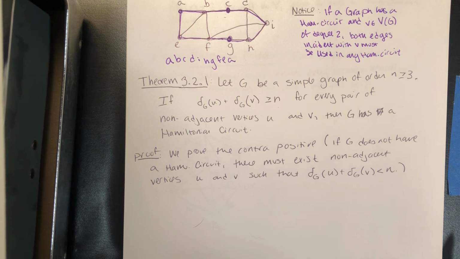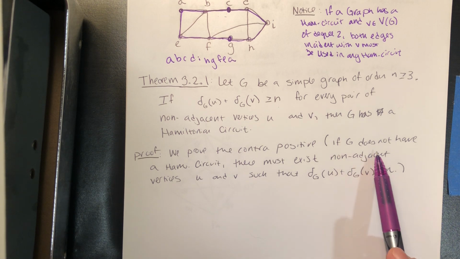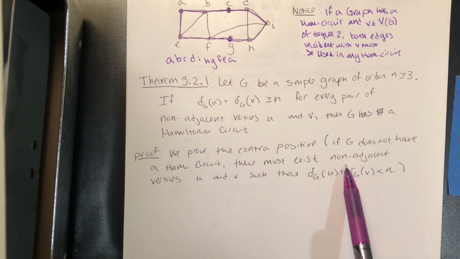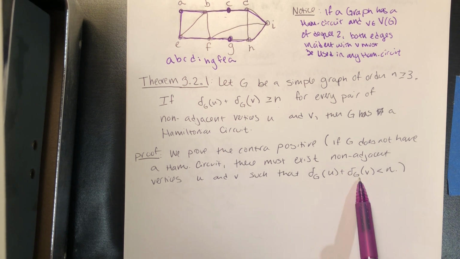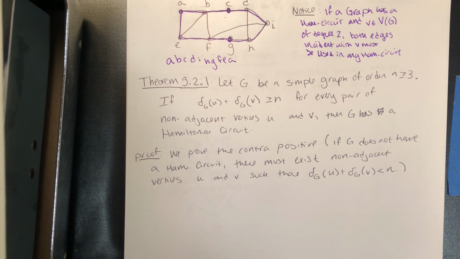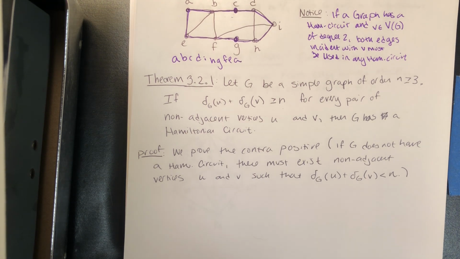So we'll prove this here. In fact, we'll prove it by proving the contrapositive. Remember, the contrapositive is where you swap the order of the if-then statement and negate them both. So we're going to prove that if G does not have a Hamiltonian circuit, then there must exist at least one pair of non-adjacent vertices U and V, such that the degrees of those vertices added together is less than n, the order of the graph. If we prove the contrapositive, that's equivalent to proving the original statement.